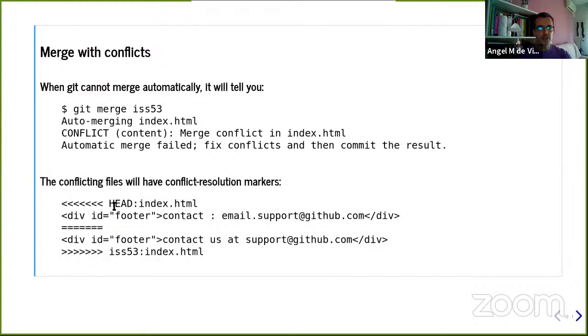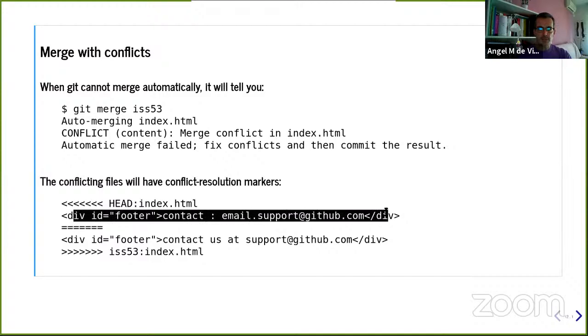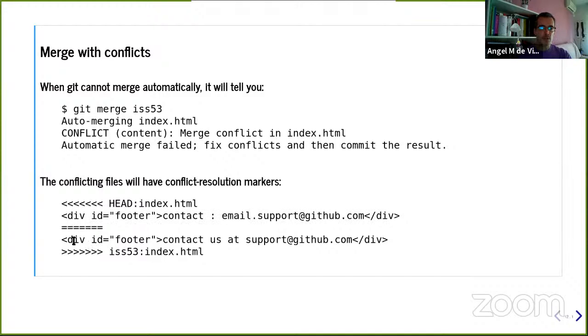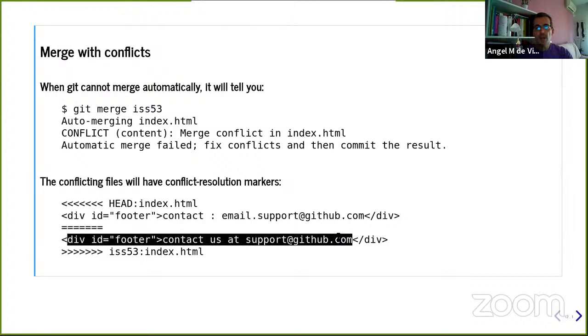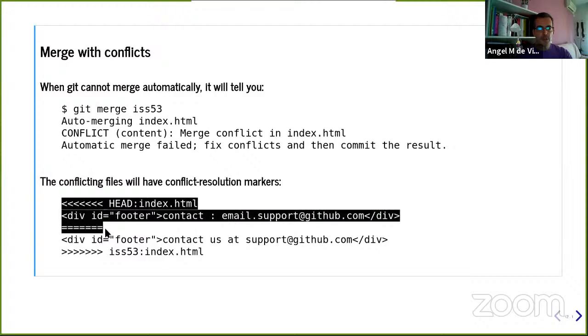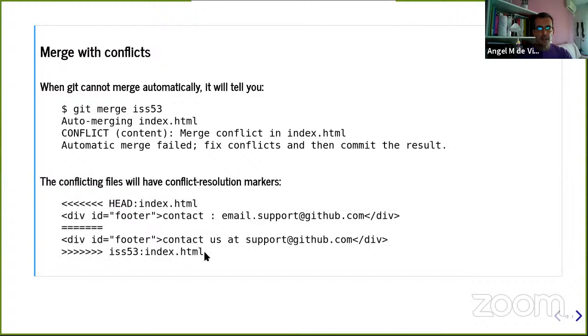So basically it's telling you, in this branch, that's what the HEAD means here, in this branch where you are, the version that you had was this. In the other branch, the one that you're trying to merge, the information that you have is this. So now you have to make up your mind. You decide what you want, and you do it by hand. Look at this, decide what you want, and remove all this section and just leave the version that you want to keep.